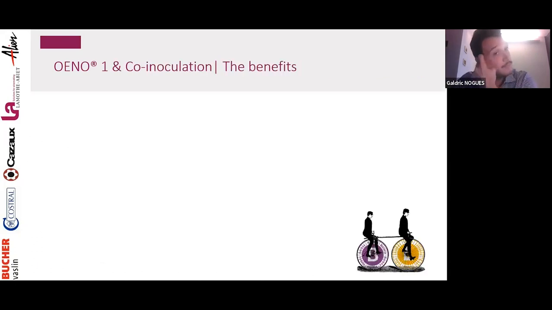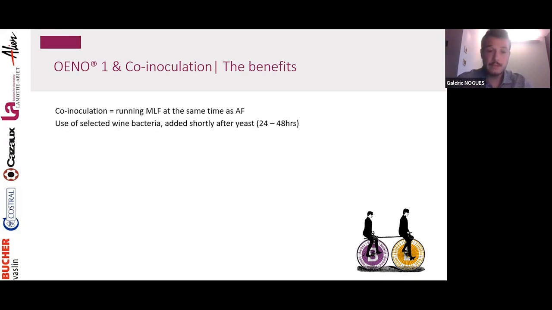So this was sequential, but also the co-inoculation is a very well and very interesting process to work with, because it offers basically many benefits. If you take the example of the guys that are bicycling on the screen, it's very illustrating the way that bacteria and yeast are working. Because the goal is to run the malolactic fermentation at the same time as alcoholic fermentation. So we use selected wine bacteria and a selected yeast as well. We know they match together. So we add the bacteria, and shortly after, like 24, 48 hours, we add the yeast and we run the two fermentations at the same time.